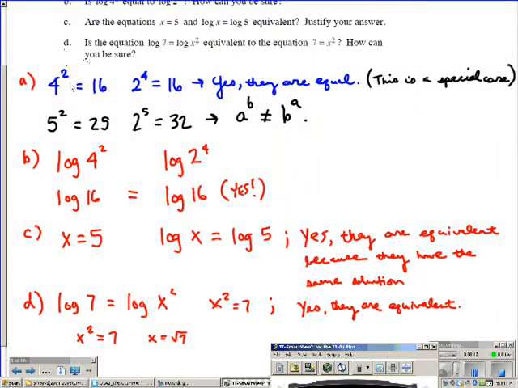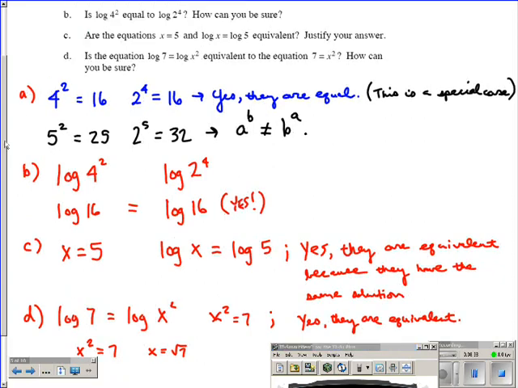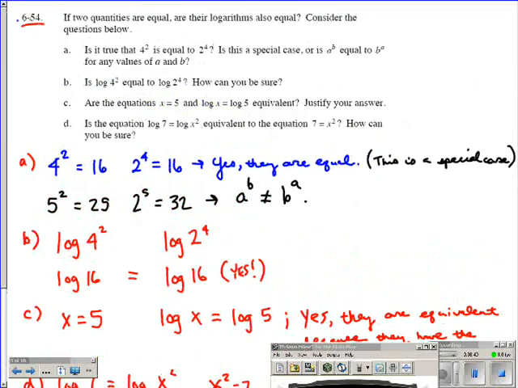I think that was the last one. Yep. So this is A, B, C, and D there. Yes, these are equivalent. Yes, these ones are equivalent there. Yes, these ones are equal to each other. And up here, the first two are equal, but that's a special case. The rest of the a to the power of b doesn't equal b to the power of a would not work. Just a little recap, a little summary over A through D on problem 6-54.